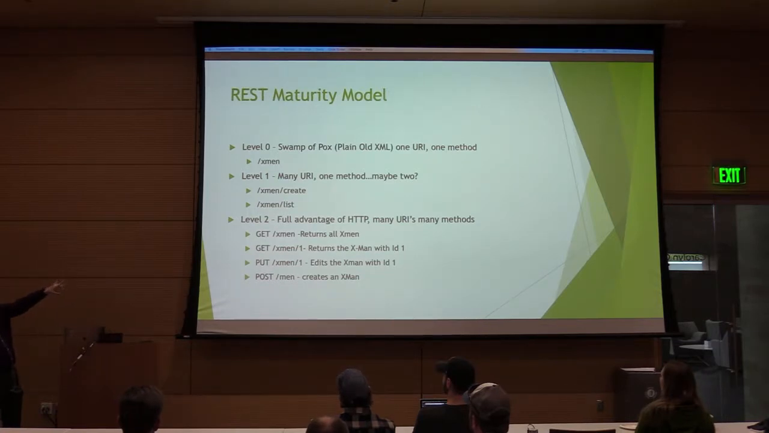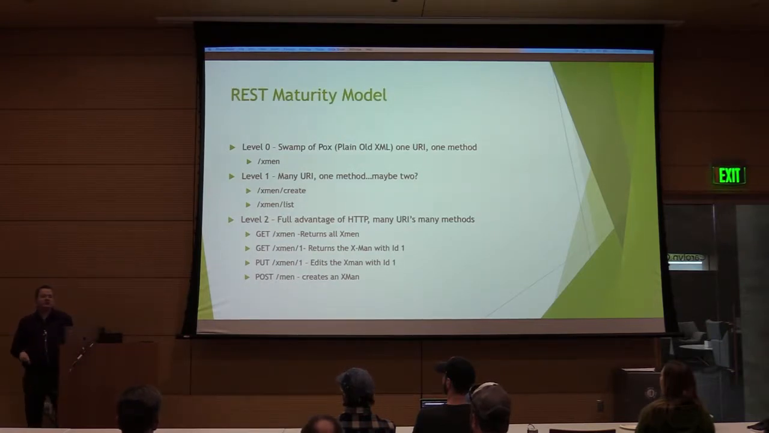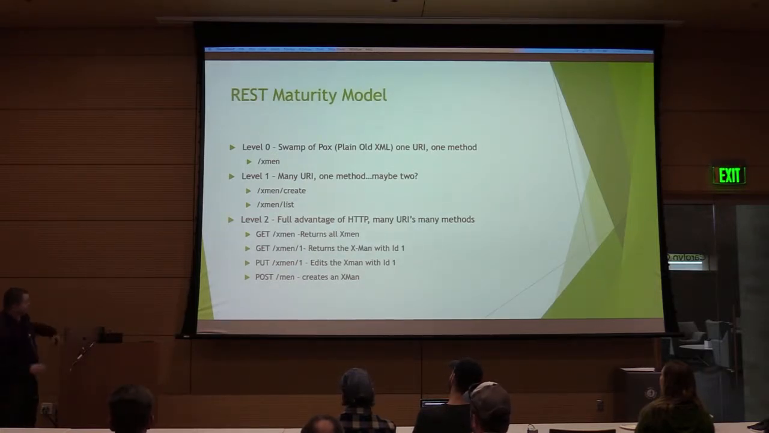And I said 1, maybe 2 methods. I was smart enough to know that a get shouldn't be changing anything, and a post is when I want to send data or do something if I wanted a body. But level 2, we separate post out into puts, and if you're real brave, deletes. Don't delete anything, just hide it. But you're taking full advantage of HTTP, many URIs and many methods.